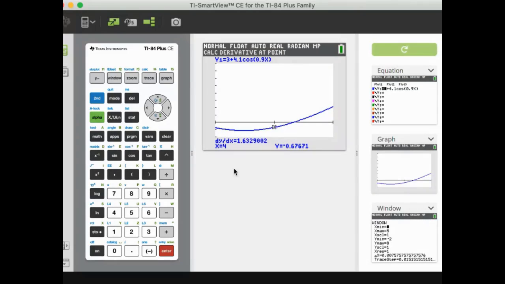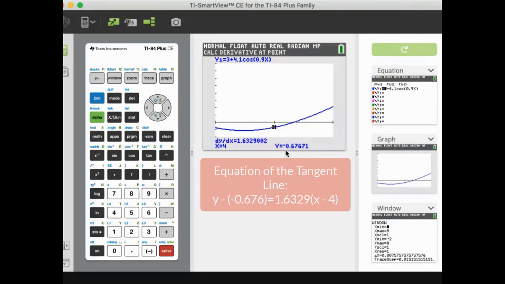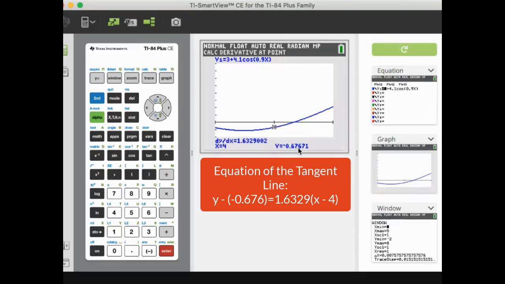Now I have a point, 4, negative 0.6767, and I have a slope. So the equation of my tangent line is y plus 0.676 equals 1.632 times x minus 4. That gives us everything we need, and that equation will draw a tangent line here.